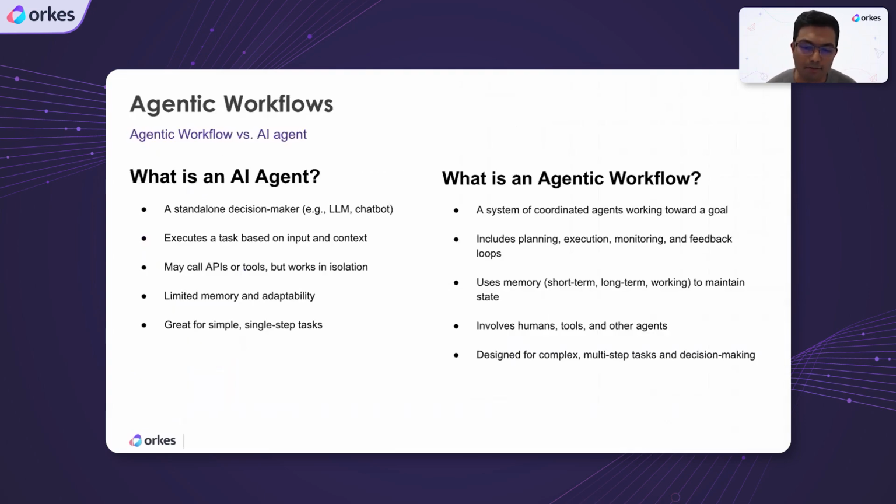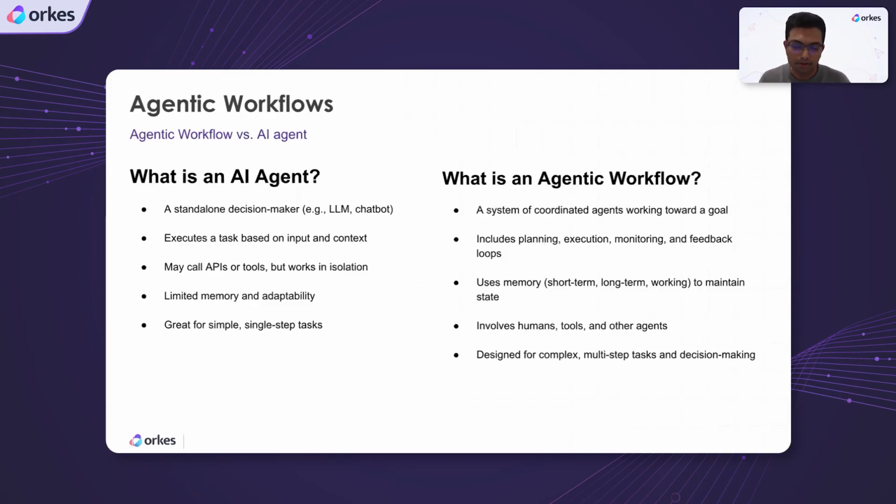So we talk about agentic workflows, but I think there's also another term, which is AI agent. And I think it's a good slide to ground ourselves on the difference between an AI agent and an agentic workflow, right? An AI agent is typically a standalone entity, like a chatbot or a single LLM instance that can take in a prompt, reason over it, and produce an output, right? It may use tools or call APIs, but it typically operates mostly in isolation.